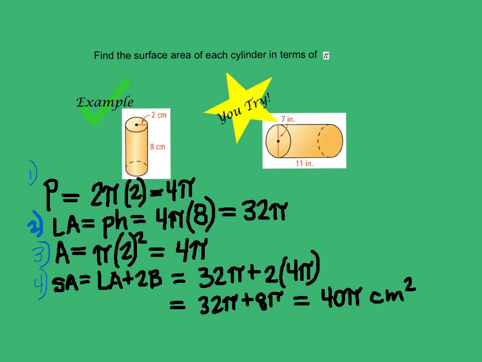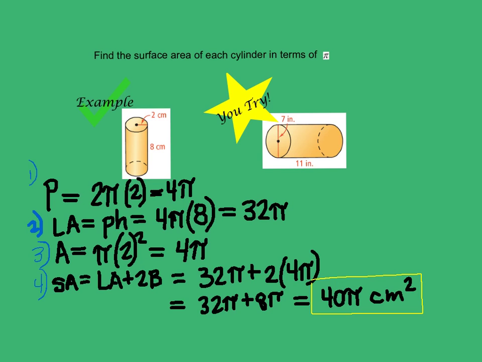And all I did here to get this answer was I followed those 4 steps from before. So make sure you go back to your 4 steps and you find first the perimeter of the base, then you find the lateral area, then you find the area of a base, and then you use all of that to find the surface area.